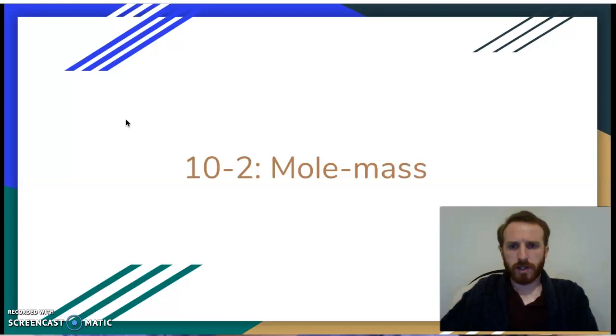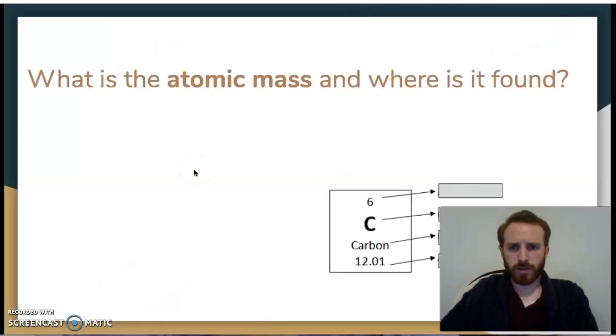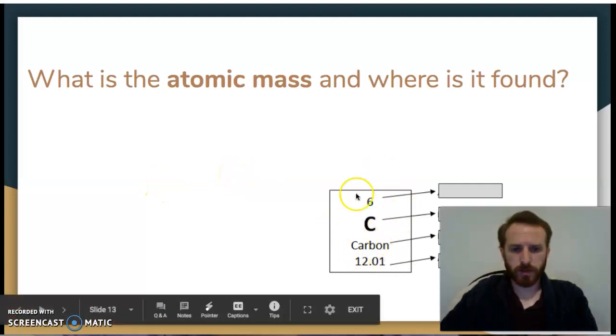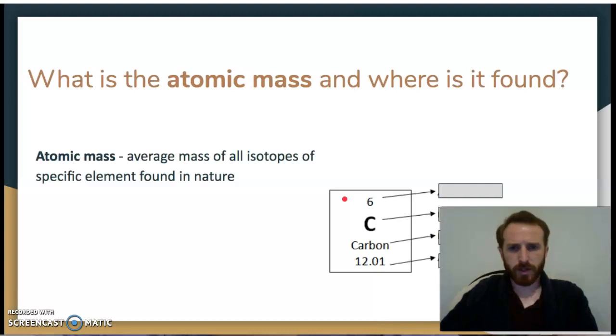If you look at the periodic table, where do we find the atomic mass? Which of these parts of the chemical symbol on the periodic table gives us the atomic mass? So real quick, let's define atomic mass. Atomic mass is the average mass of all isotopes of a specific element found in nature.